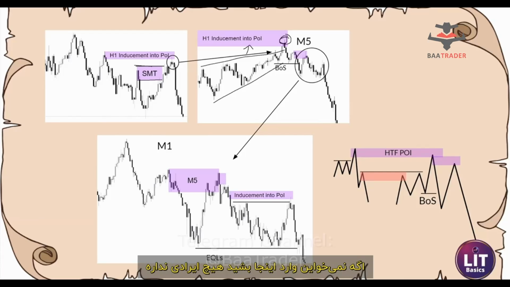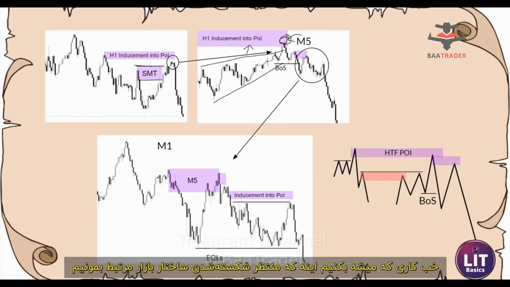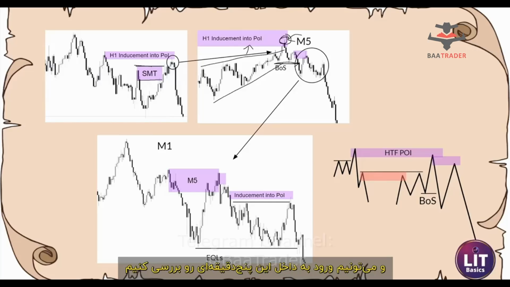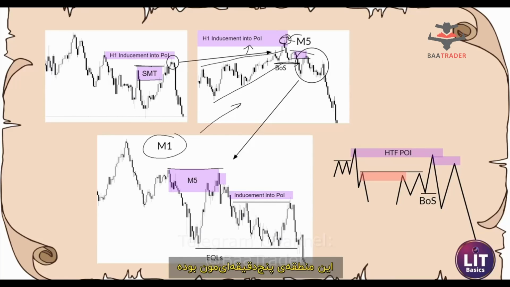If you don't want to get in here, that's completely fine. That's a bit more of an advanced one. So what we can do is wait for our break of relevant market structure now that we've had an inducement, and we can look to get into this M5. If you look on, this is the M1 view of this M5 over here. So this was our M5 zone.